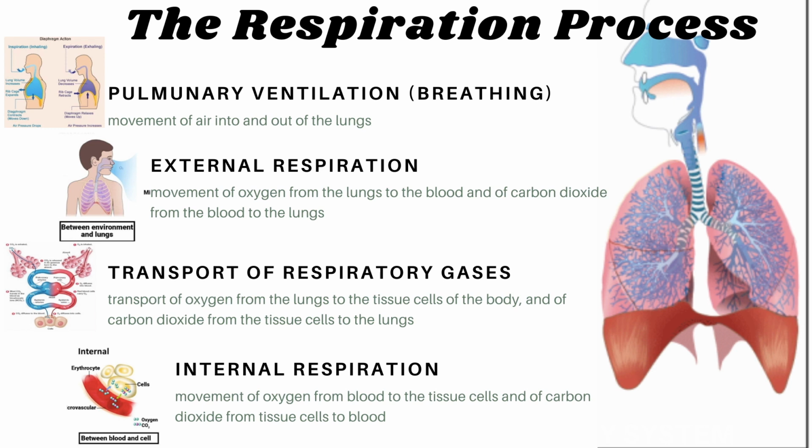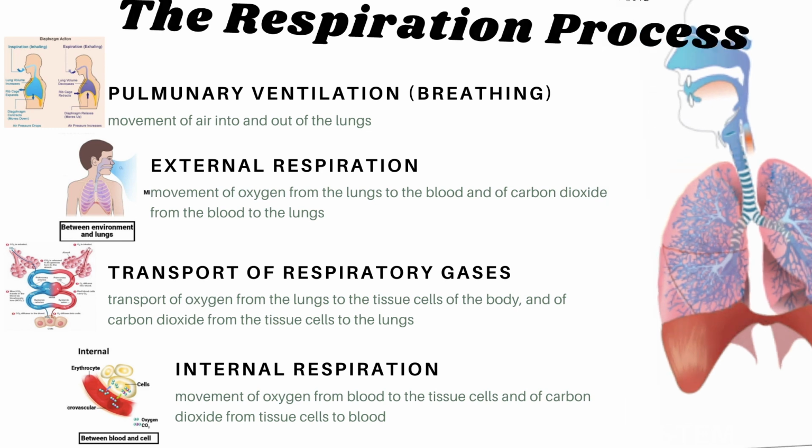The third process is the transport of respiratory gases. This describes the movement of oxygen from the lungs to the cells of the body and of carbon dioxide from the cells to the lungs. This transport is accomplished by the cardiovascular system using blood as the transporting fluid. The fourth process is internal respiration. This is the movement of oxygen from the blood to the cells and of carbon dioxide from the cells to the blood.